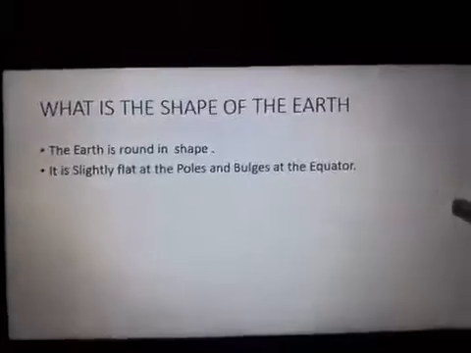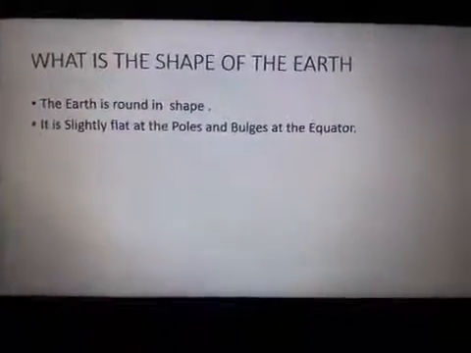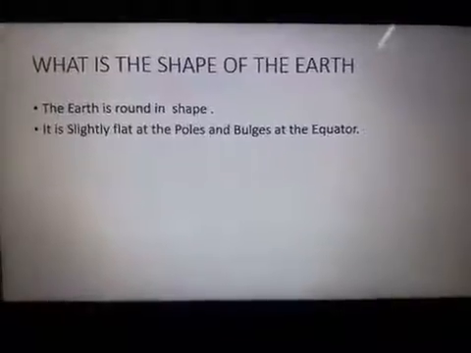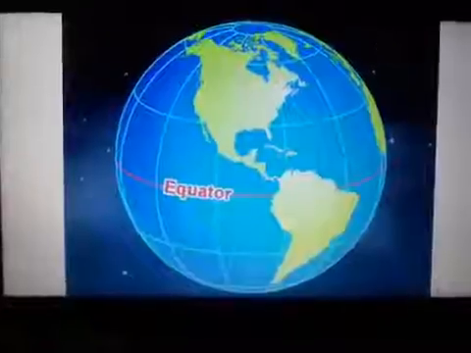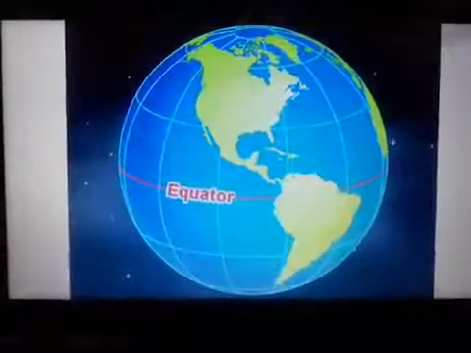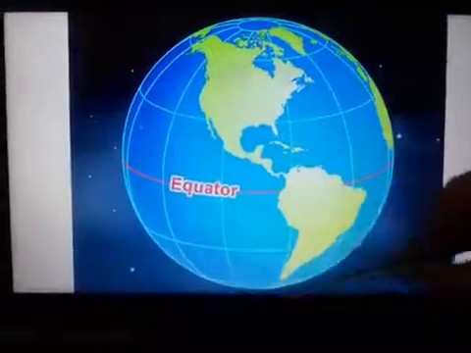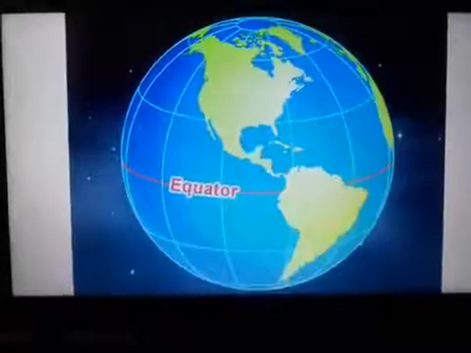Second, it is slightly flat at the poles and bulges at the equator. When you see the image, this portion is the poles, the upper portion and the downward portion. It is called the pole. So these poles are flat. You can see it is a flat surface.